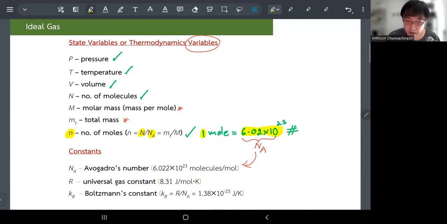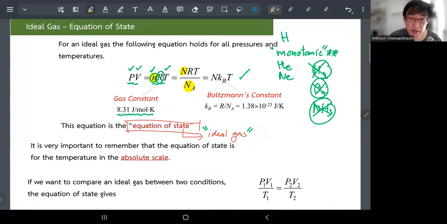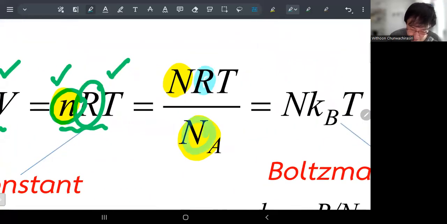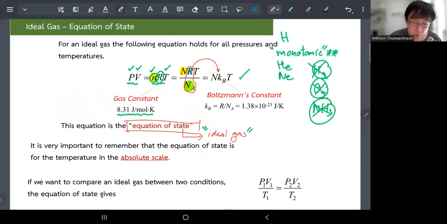With that, you can take the small n, the number of moles, as the ratio between the total number of molecules in your system divided by the Avogadro number. And now you can see that R over N sub A is just the ratio between two constants. R is the gas constant, N sub A is the Avogadro number. This leads you to another constant, this ratio, and that is called Boltzmann's constant. But in terms of structure, they are exactly the same.